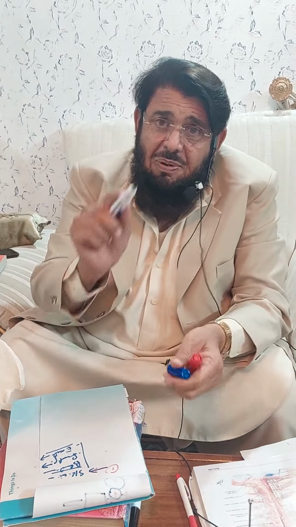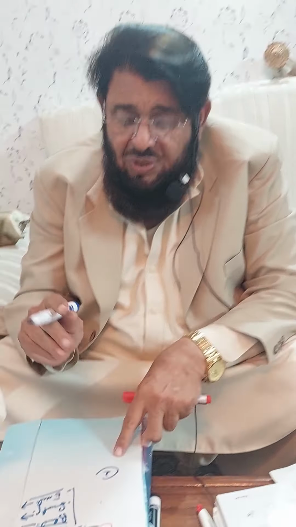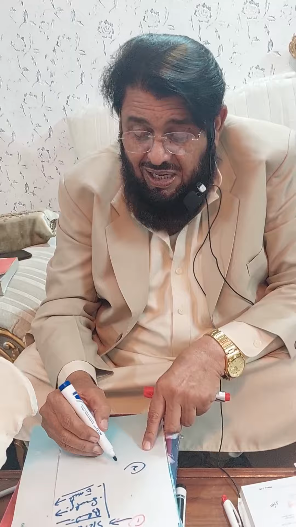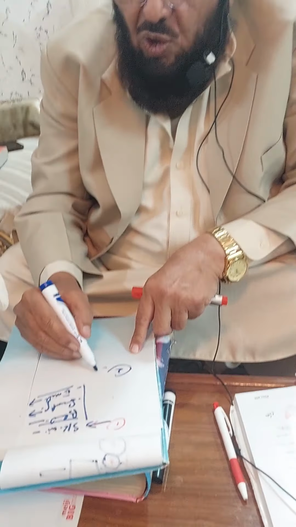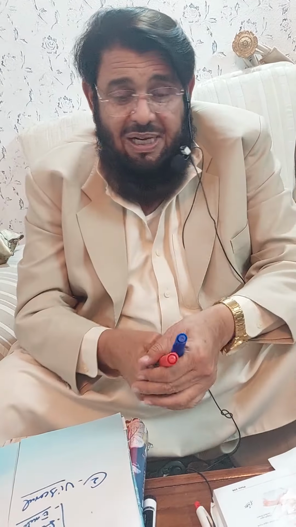Then this is the first type of branches that each ganglion gives. Then the second branches given by the sympathetic ganglion are called visceral branches. Visceral branches, as the name indicates, are the branches given by the sympathetic chain to the different viscera. Note the point.